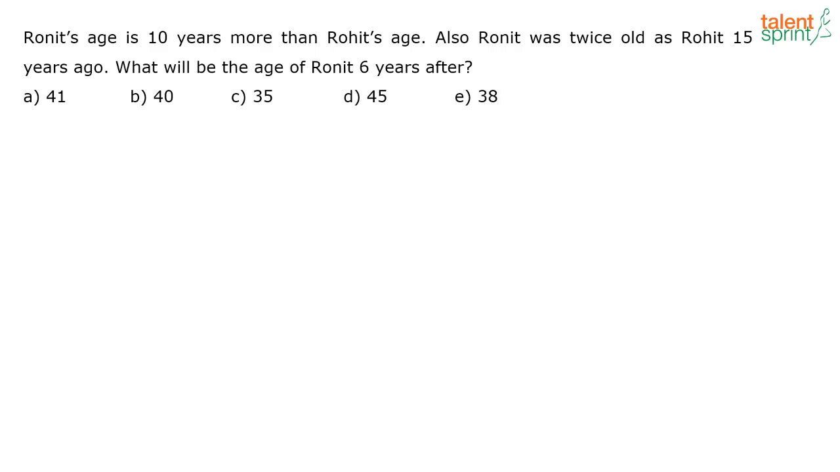Ronit's age is 10 years more than Rohit's age. Also, Ronit was twice as old as Rohit 15 years ago. What will be the age of Ronit 6 years later? So Ronit's age is 10 years more than Rohit's age. So if this is the present age of Ronit and this is the present age of Rohit, Ronit is equal to Rohit plus 10.